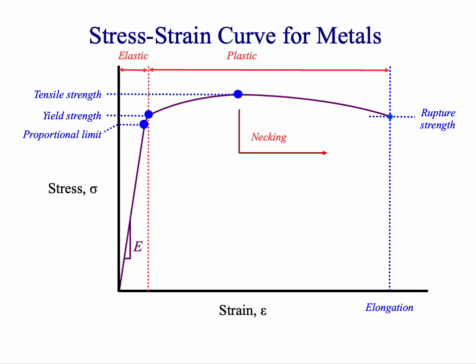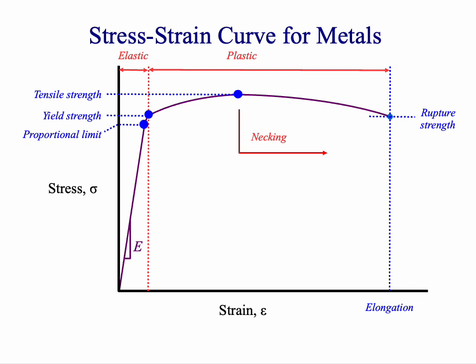Let's take a look at a tensile stress-strain curve. When you stretch a steel sample, the stress and strain are proportional to each other, up to some limit, the proportional limit. We don't usually use this property, but it's a very real point on the graph. If you stretch it a little bit more, you'll reach the yield strength of the material.